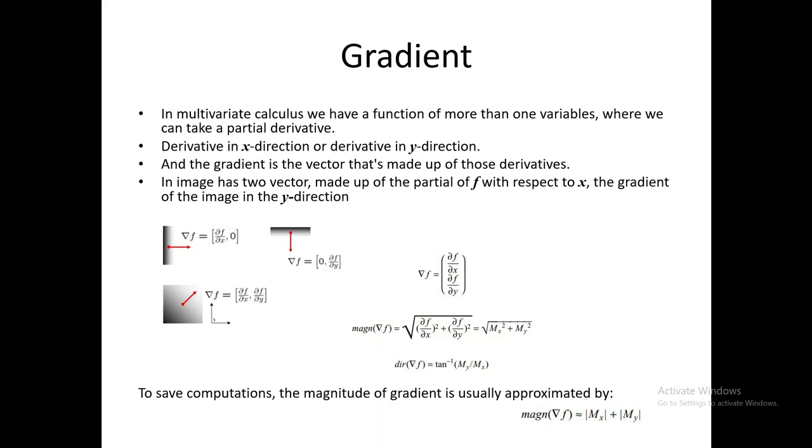And to save computation, the magnitude of the gradient is approximated by this. We take the sum of the absolute value of Mx and the absolute value of My.